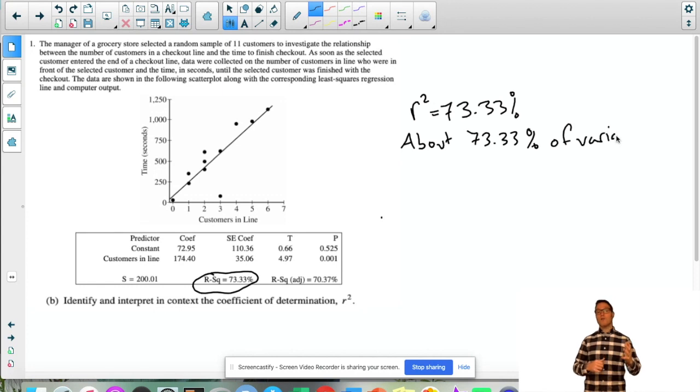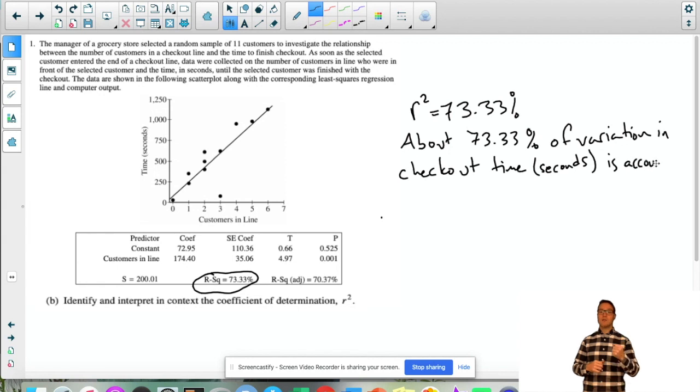All right, so here's what the coefficient of determination means. About 73.33% of variation in the y variable, which was checkout time, is the percent or proportion of variation that's explained by our linear model. You can use the word explained or accounted for. So I'm going to say about 73.33% of variation in checkout time is accounted for by the LSRL. You can use that abbreviation on the AP, but I'm going to write it out fully.